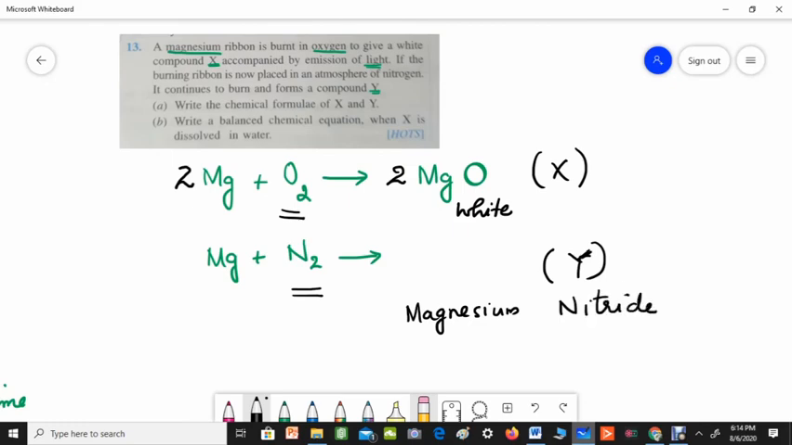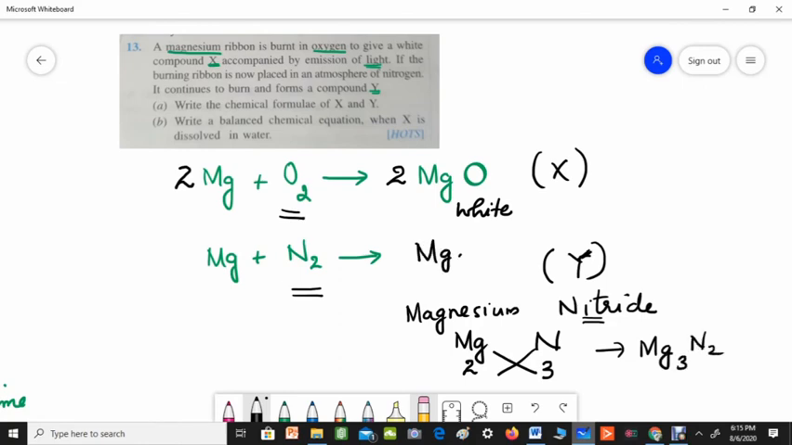The magnesium formula will be Mg, and nitrogen, the formula is N. The magnesium valency is 2 and that of nitrogen is 3. When you crisscross, the formula will be Mg3N2. This is magnesium nitride, that is the compound Y. Now we have compound X and compound Y. Compound Y is magnesium nitride.